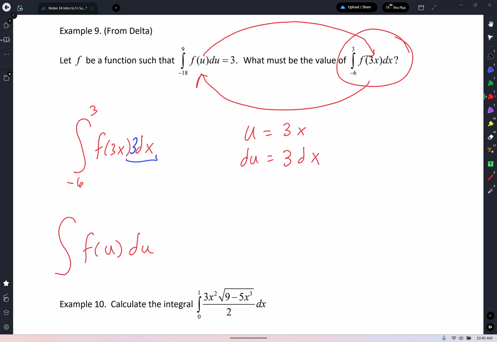Oh, you're right. If I plug in a 3, yeah, let me go to this. If I put a 3 there, then what do I got to put on the outside? 1/3 to balance. I was testing you.